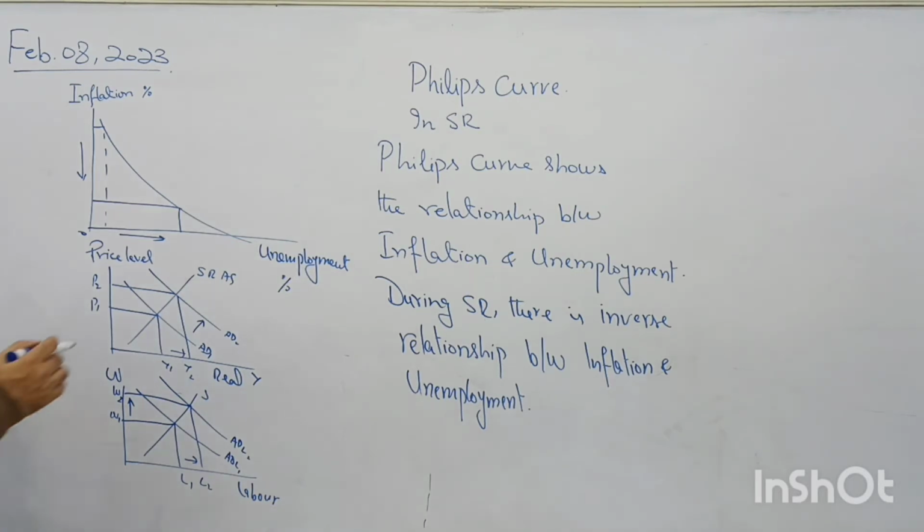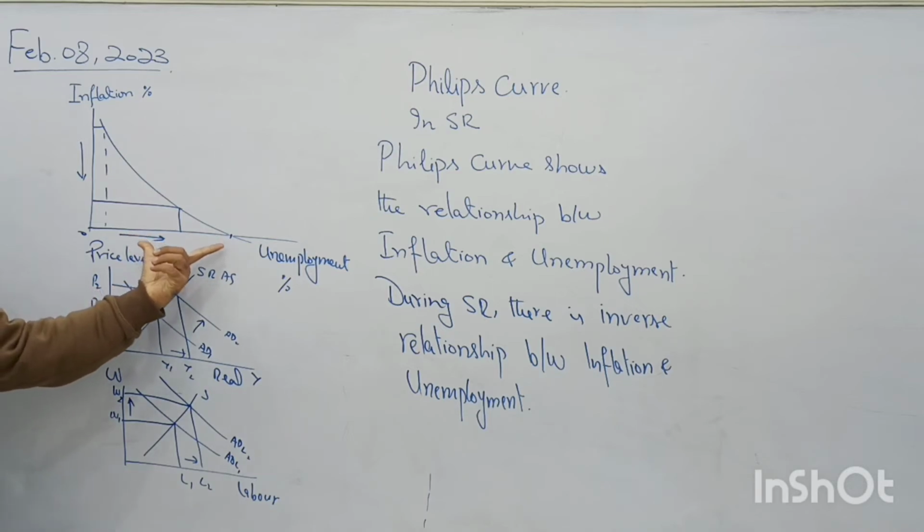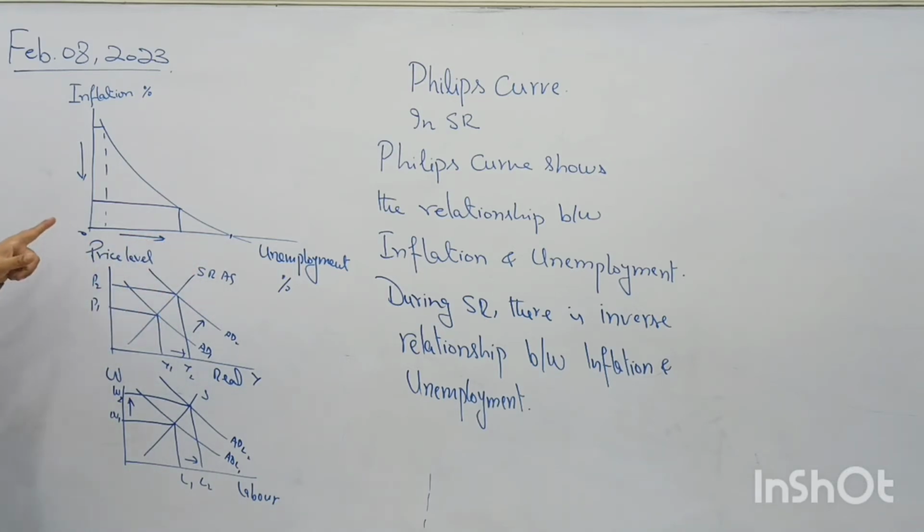Now what is this? I have intersected the horizontal axis at this point. So this is the natural rate of unemployment, which is present at zero rate of inflation. At zero rate of inflation, when unemployment is existing, that is called what? Natural rate of unemployment. Clear?